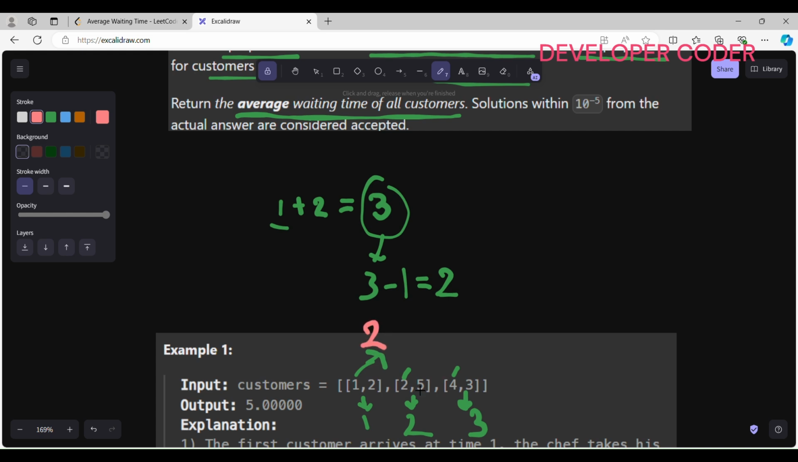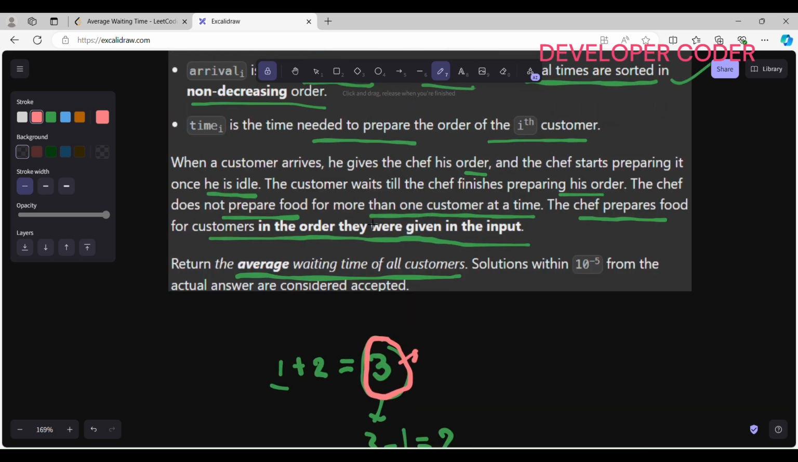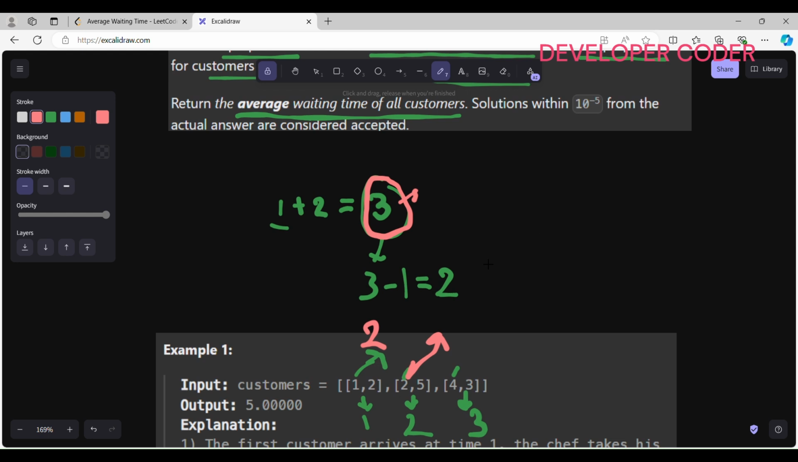Then this customer arrives at 2, but the chef finishes the first order at time 3. So definitely he is going to start cooking the food for customer number 2 at time 3, because the chef doesn't prepare food for more than one customer at a time. So at 3 he starts the food, and how much time is he going to take? 5. So 3 plus 5 is equal to 8. So the chef finishes the food for customer 2 at time 8.